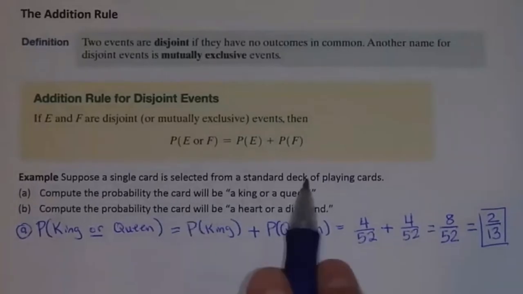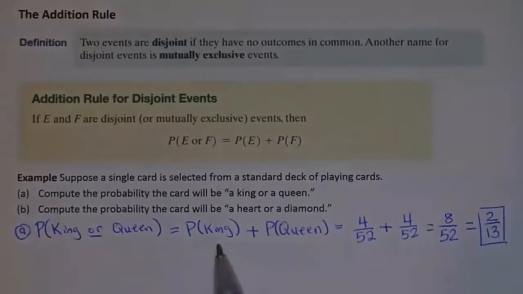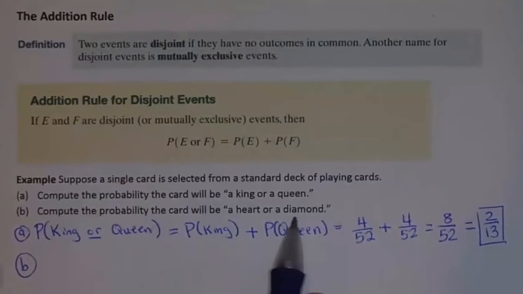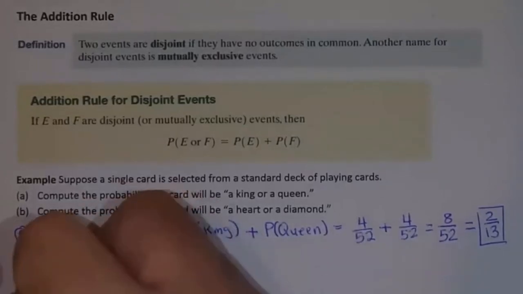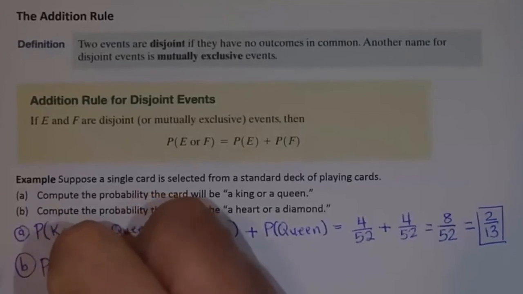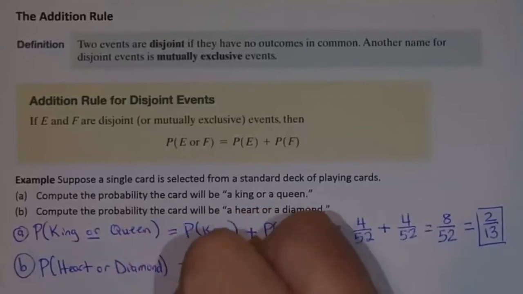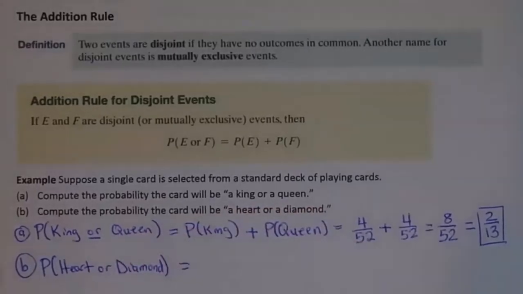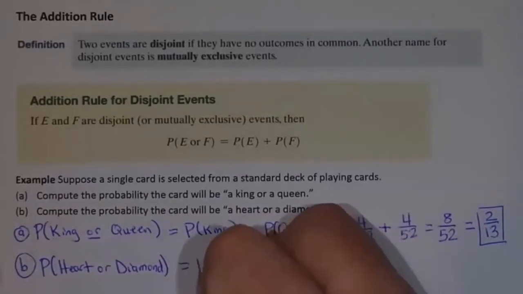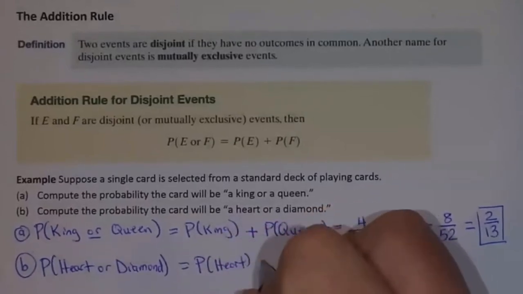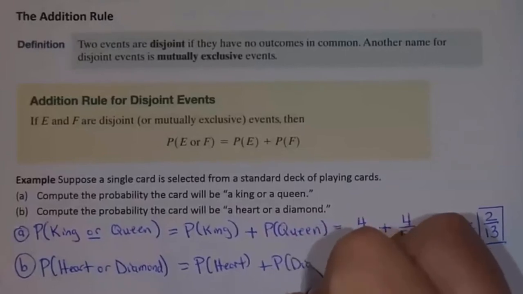So again, if the two events are disjoint, all you have to do is find the two probabilities and add them together. B, compute the probability that the card will be a heart or a diamond. Again, hearts and diamonds are disjoint events. They're mutually exclusive. They can't happen at the same time. So that's just going to equal the probability of a heart plus the probability of a diamond.